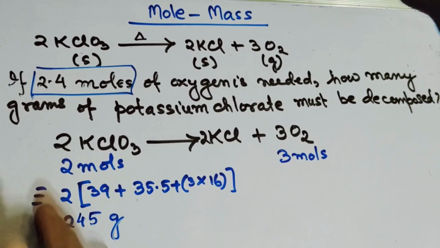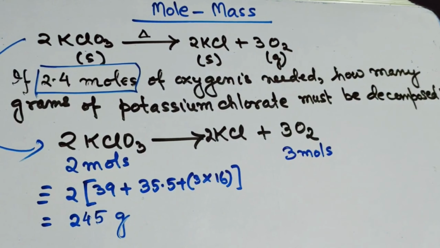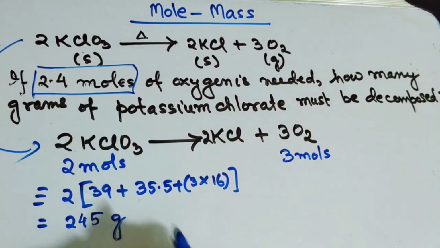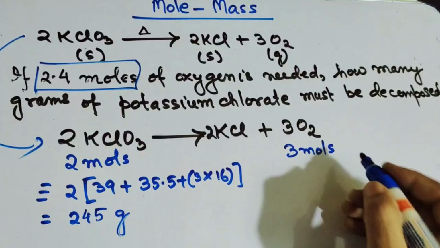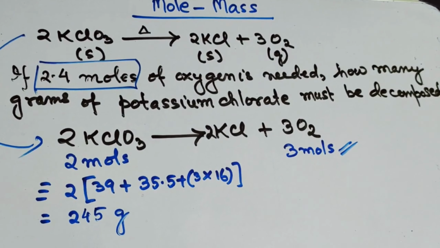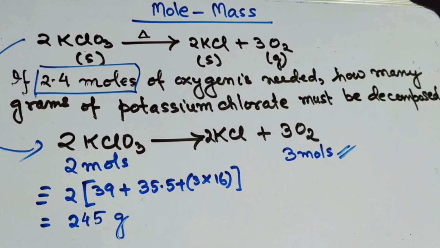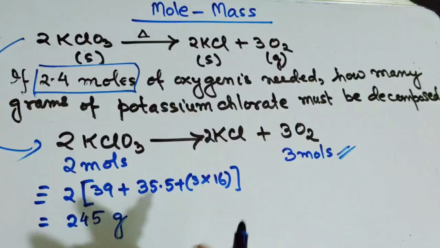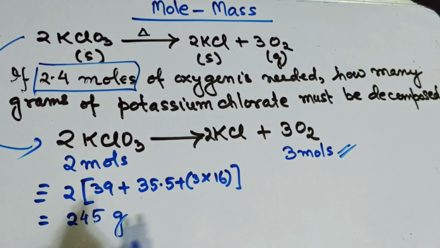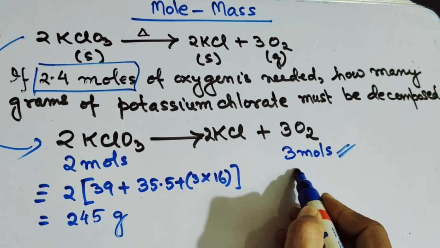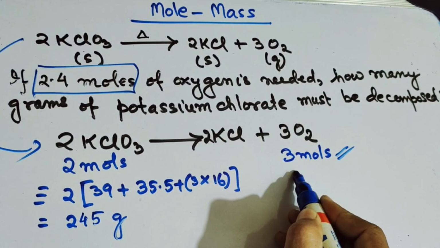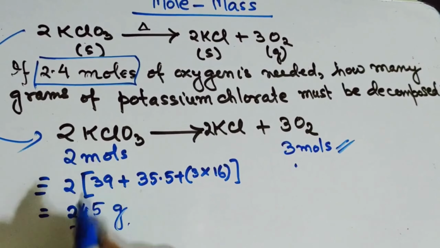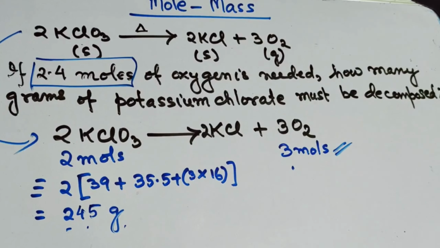So for that, we just need to take down the equation. So the equation is taken down. We need 2.4 moles of oxygen. By this reaction, we can prepare 3 moles of oxygen. So how many grams of potassium chlorate is needed for this? For 3 moles of oxygen to be prepared, we can use 245 gram of potassium chlorate.